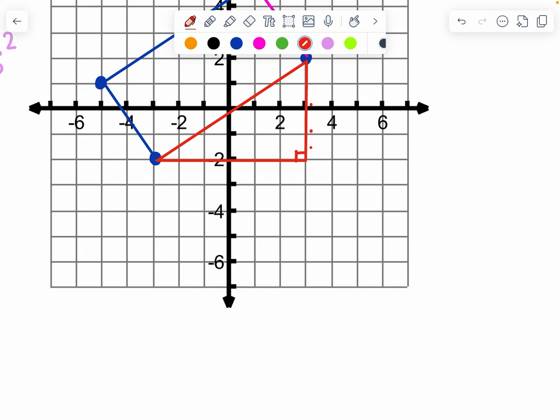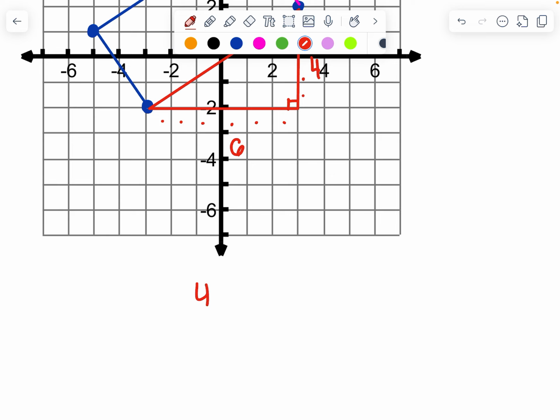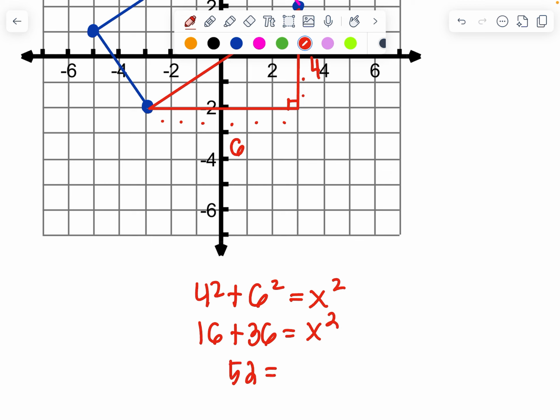This is 1, 2, 3, 4. So this is 4. This is 1, 2, 3, 4, 5, 6. This is 6. So now I can use the Pythagorean theorem to find the hypotenuse. So I'm going to do 4 squared plus 6 squared equals x squared. 16 plus 36 is equal to x squared. 52 is equal to x squared. Square root, don't worry about the plus or minus, and I get root 52.